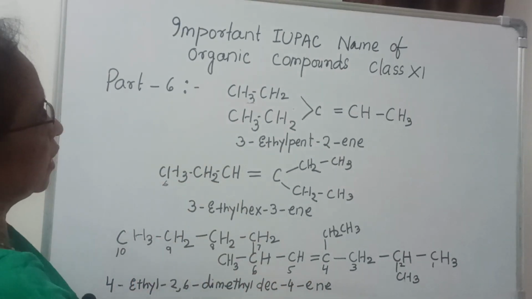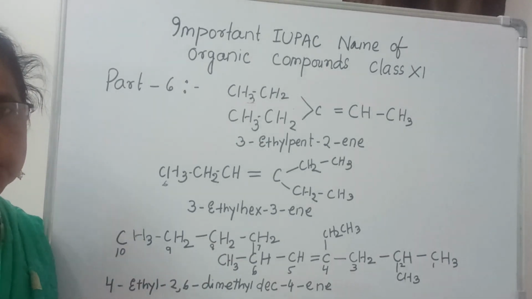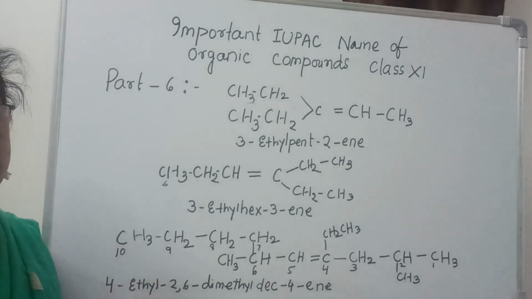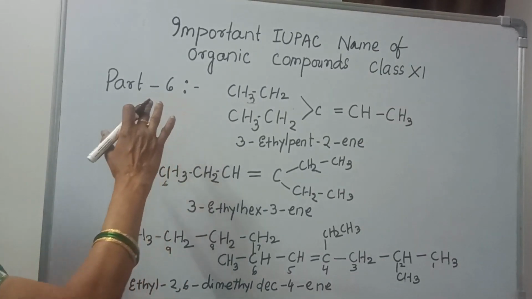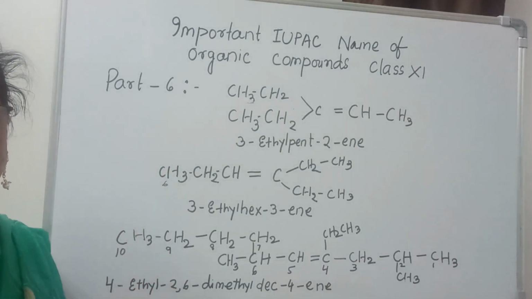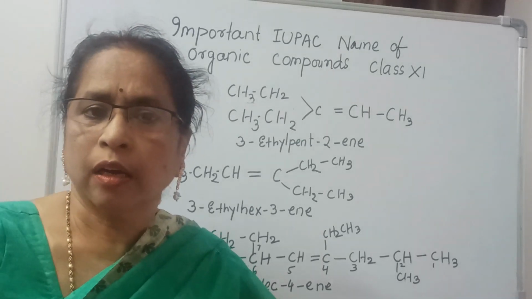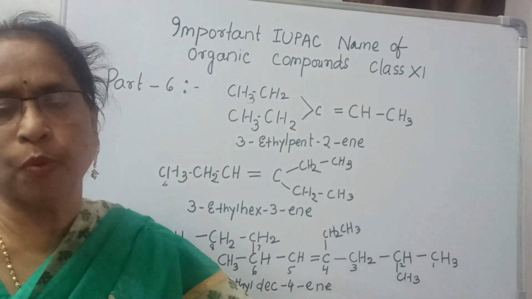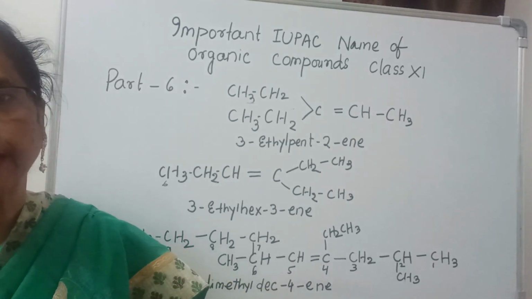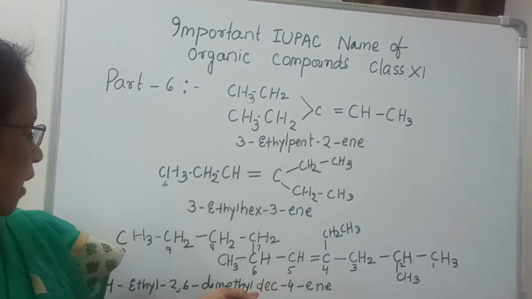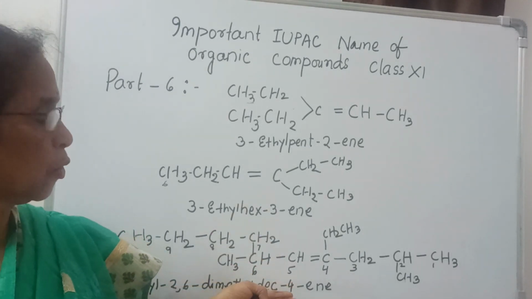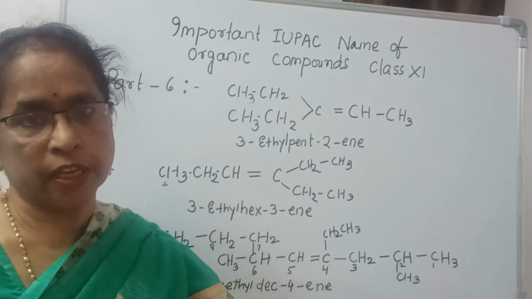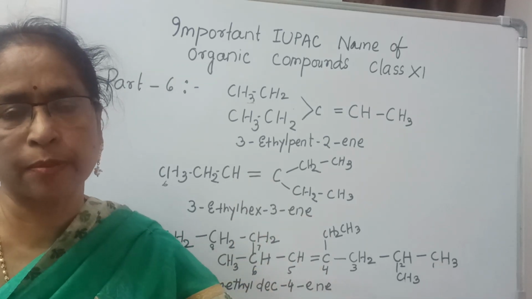That means these are very important questions for board examination, which already came in different board examinations. That is why I am going to explain. So kindly see, already in part 4 and part 5 I have explained different types of IUPAC names of alkanes, which are very important from the board examination point of view. Already they came in different examinations, and here also you can observe these are very important. Next I am going to explain other IUPAC names which are very important from the examination point of view.